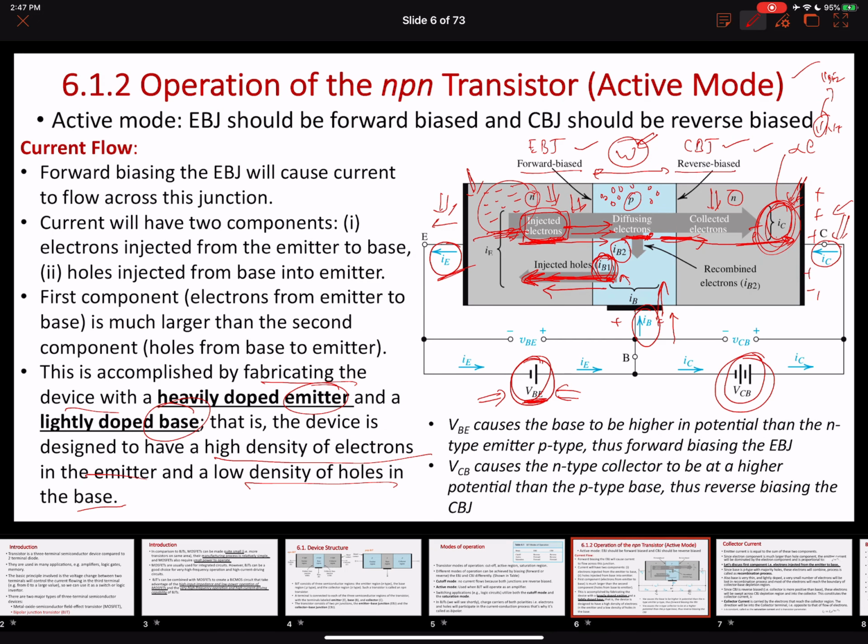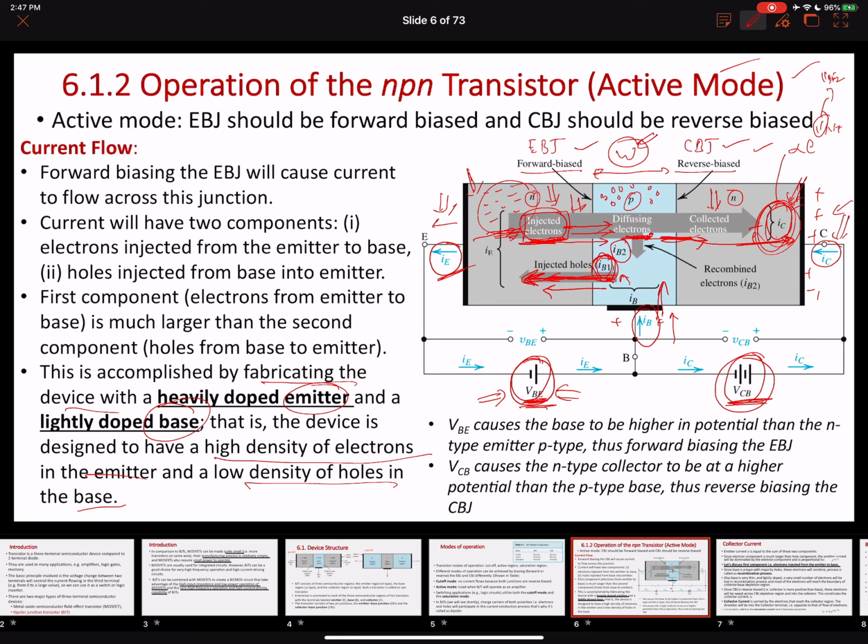In terms of operation, for active mode, the emitter-base junction needs to be forward biased and the collector-base junction needs to be reverse biased. And when we do that, because the doping of the base is smaller as compared to the emitter, we have a lot of injected electrons that flow from the emitter to the base. Some of these electrons will combine with the holes in the base in a recombination process and neutralize. The rest of the electrons are swept across the collector-base junction into the collector terminal.